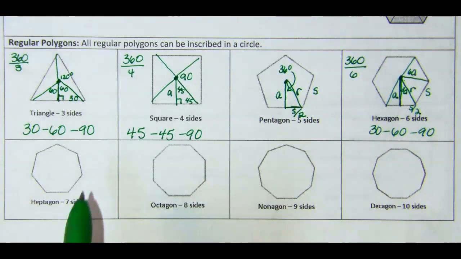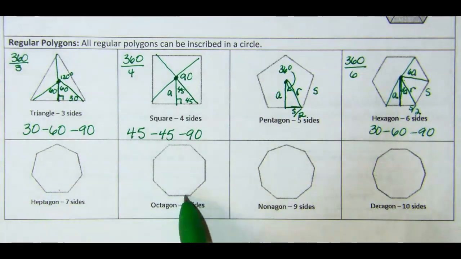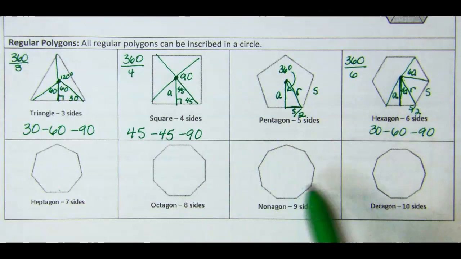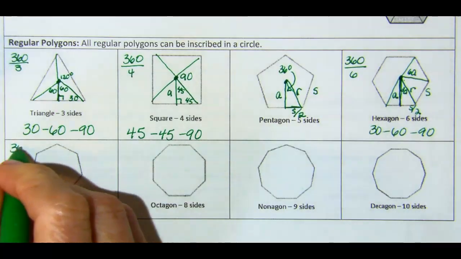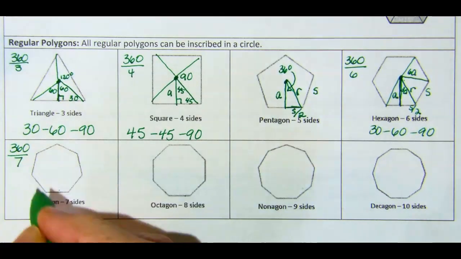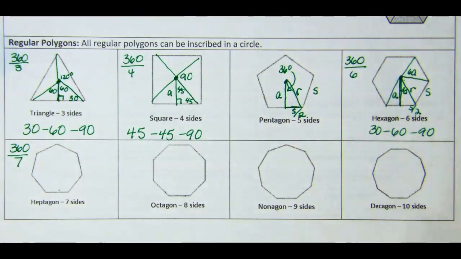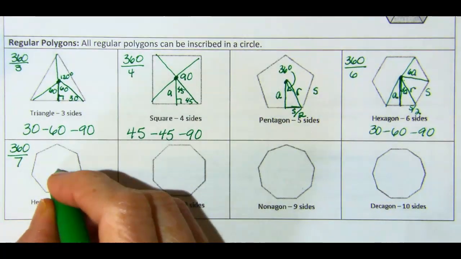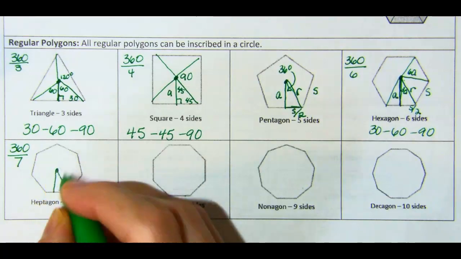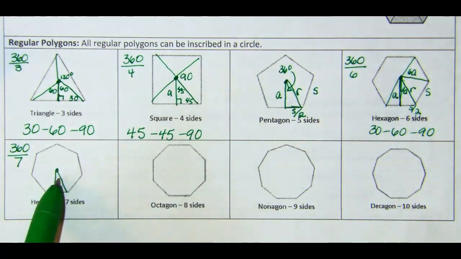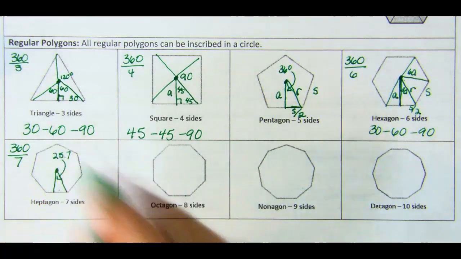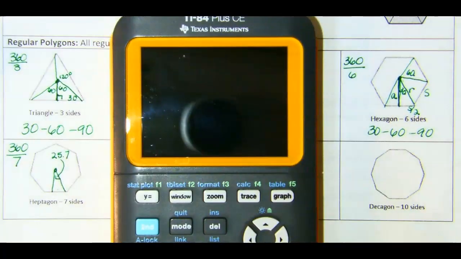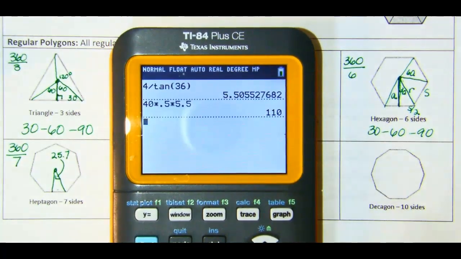Now, a heptagon, an octagon, the nonagon, and the decagon are all going to behave the same way. Basically, you would take 360 divided by 7, then you would get that degree. But when you're doing your apothem, you're going to cut it in half again. So this one, this is a weird one, this would be 25.7.